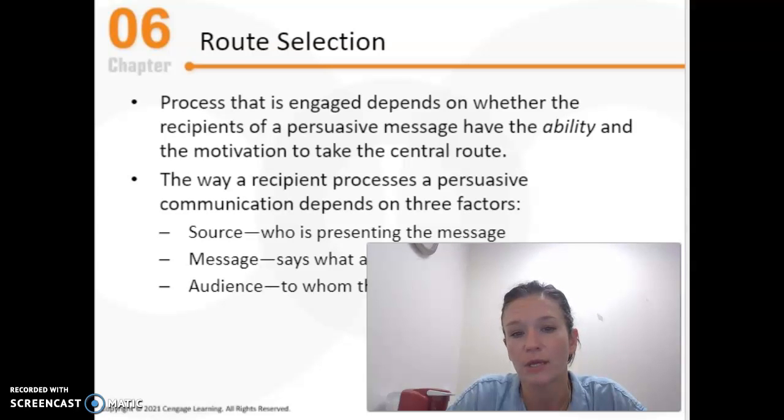The route selection we look at the source, the message, and the audience. So the source, we look at who's presenting the message itself, what they're saying and what context, and the audience, we look at to whom the message is directed. I am not going to touch on that one.